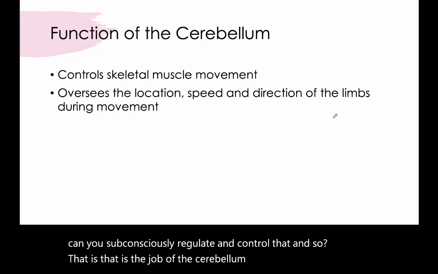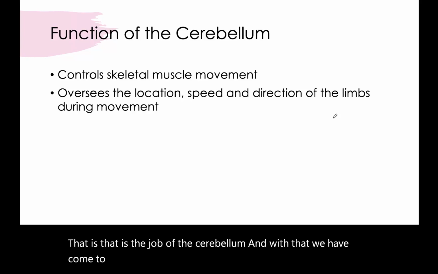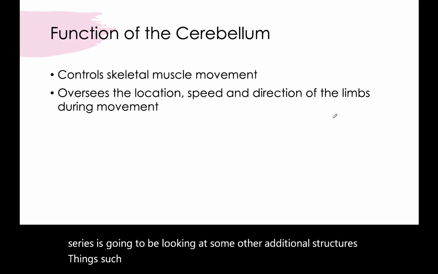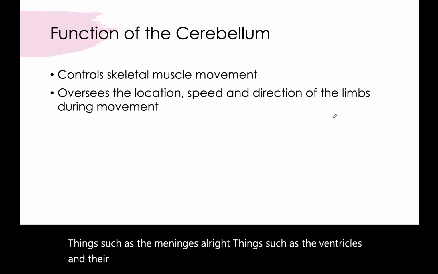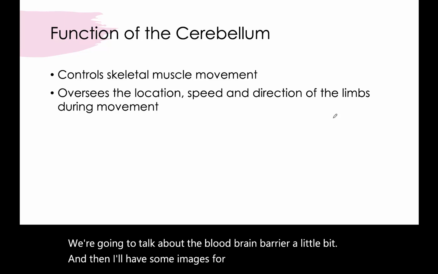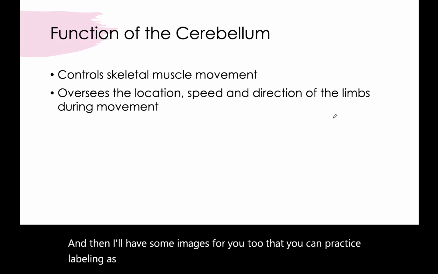And with that, we have come to the end of video 2 of the brain. Our third video in this series is going to be looking at some other additional structures, things such as the meninges, things such as the ventricles and their role in cerebral spinal fluid. We're going to talk about the blood-brain barrier a little bit. And then I'll have some images for you too that you can practice labeling as well. And so that'll be the third video.